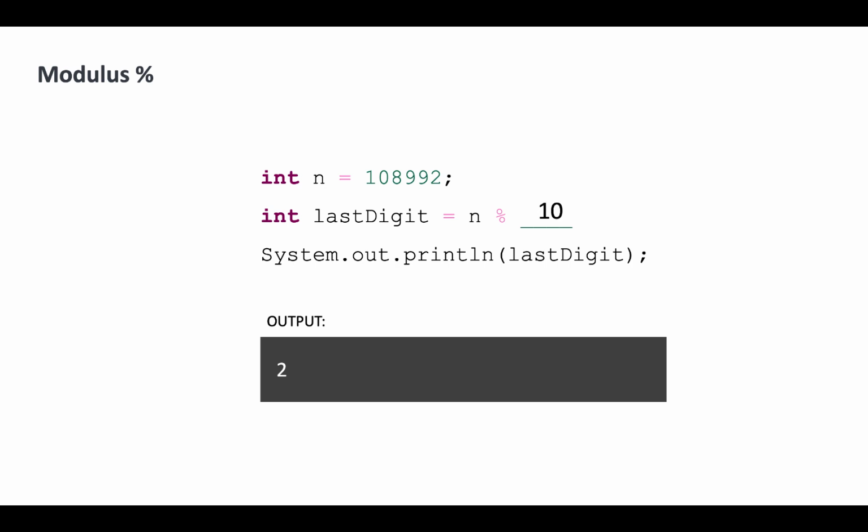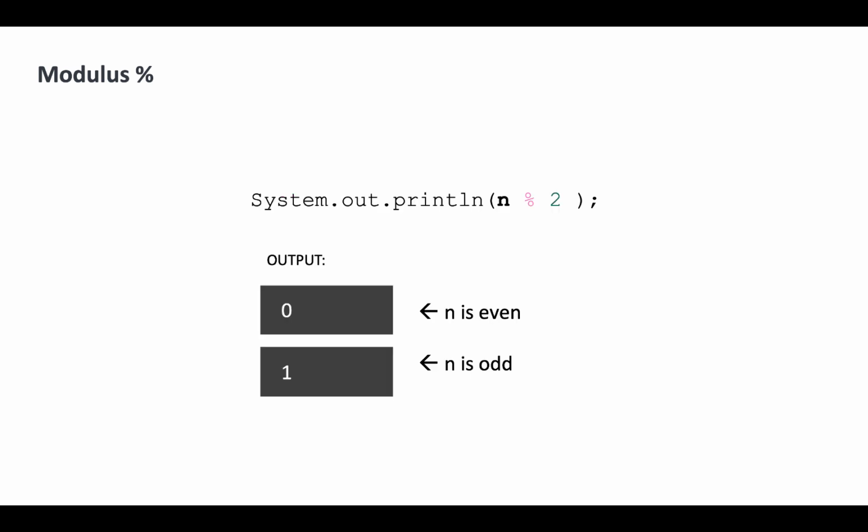So for getting the last digit, you need to do modulus 10 so that you get the remainder of 2, right? If you need 2 last digits, you'll do modulus 100. For 3, you'll do modulus 1000. It's also very useful for figuring out if a given number is even or odd. Here we have n modulus 2, and if we get 0 as the output, it means that n is an even number. If we get 1 as the output, it means that n is an odd number.